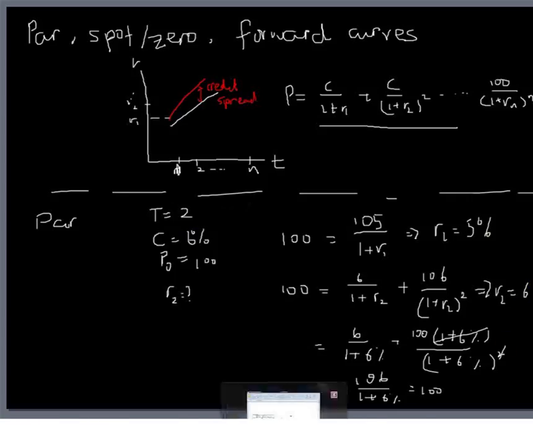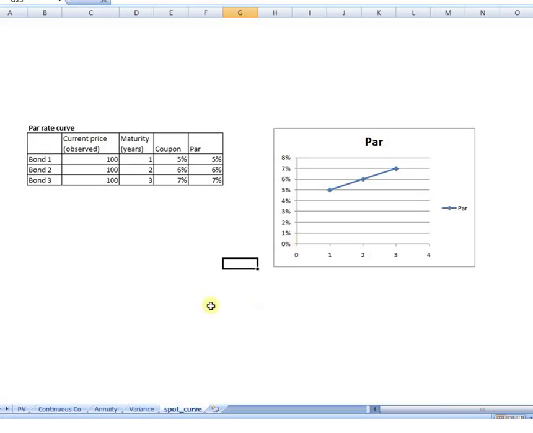Let's look at Excel, in which I've illustrated the par curve using 3 bonds. So we have 3 bonds. The current observed price is 100. The first bond matures in 1 year, the second bond matures in 2 years, and the third bond matures in 3 years. And the coupons are 5, 6, and 7%.